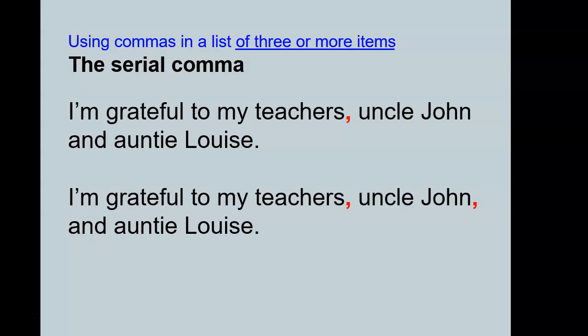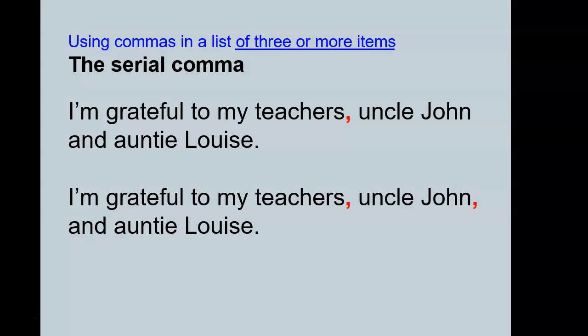I'm grateful to my teachers, Uncle John and Auntie Louise. Does this mean that Uncle John and Auntie Louise are my teachers and I'm grateful to them? Or does it mean that I'm grateful to my teachers and I'm also grateful to Uncle John and Auntie Louise? It's unclear. So in this instance, you should use a serial comma. I'm grateful to my teachers, Uncle John, and Auntie Louise.